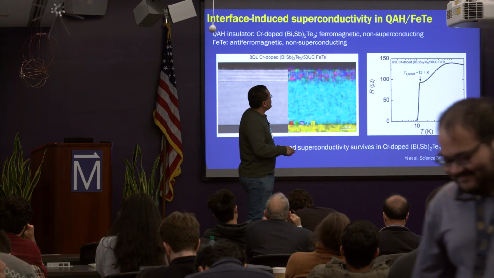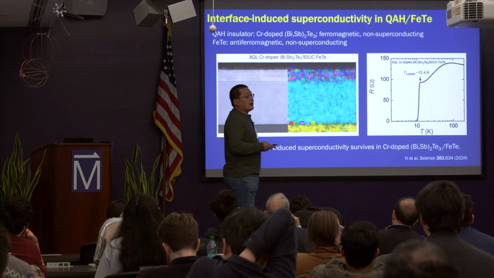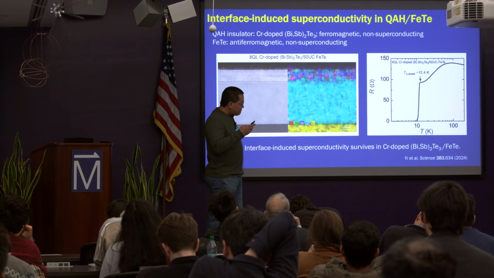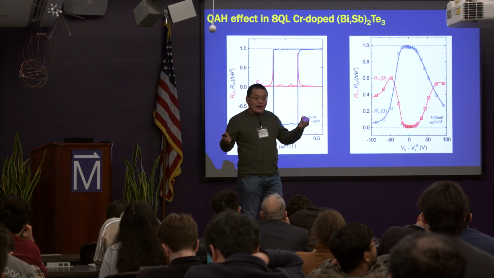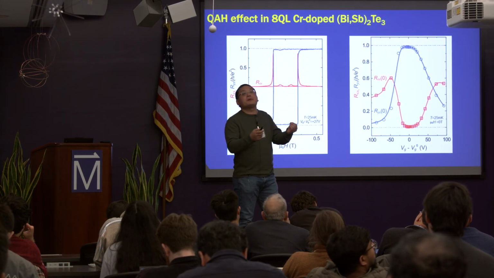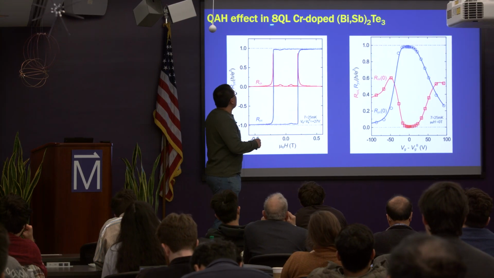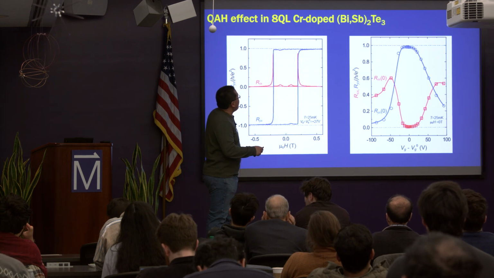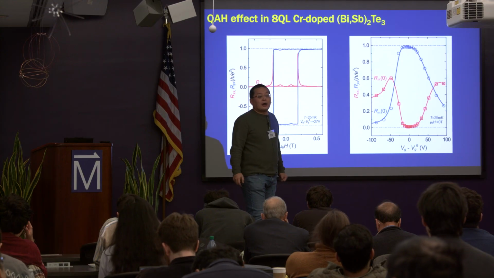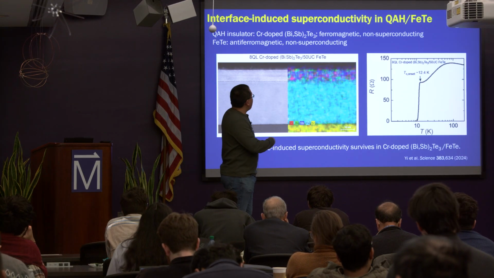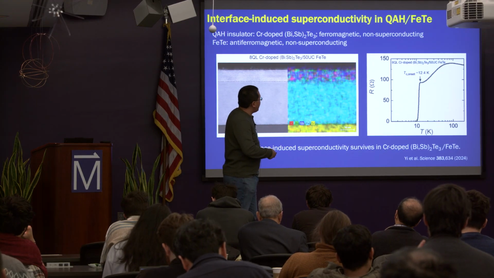So here the TC onset is 12.4 Kelvin. We can see the superconductivity survives in this magnetic heterostructure. As in the first half of my talk, I already told you chromium-doped bismuth antimony telluride we usually call a quantum anomalous Hall insulator. So here we use 8 quintuple layer chromium-doped bismuth antimony telluride. If we grow it, it shows pretty good quantum anomalous Hall effects. This is the top layer here, the 8 quintuple layer chromium-doped bismuth antimony telluride.